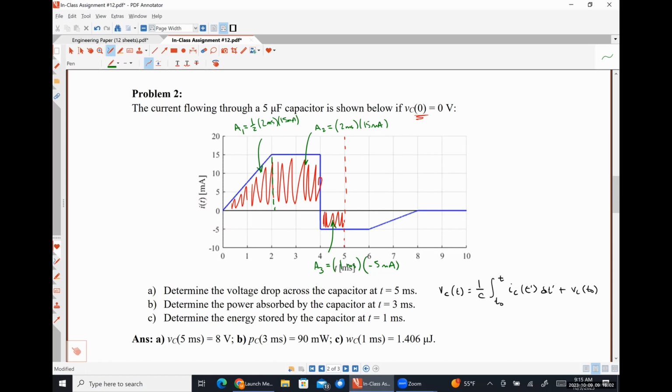So 0.5 times 2 times 10 to the minus 3 times 15 times 10 to the minus 3, plus 2 times 10 to the minus 3 times 15 times 10 to the minus 3, plus 1 times 10 to the minus 3 times negative 5 times 10 to the minus 3.